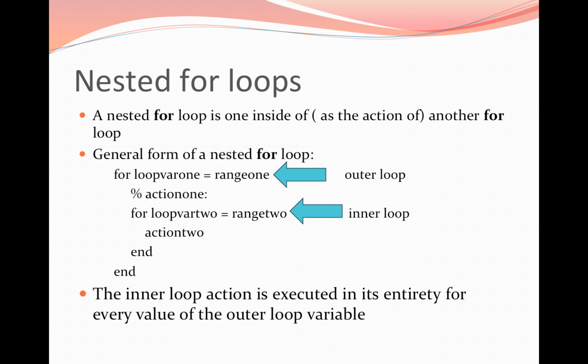The general form of a nested for loop looks like this. We start with the reserved word for, and then we have our first loop variable 1 gets the value of its range, range 1, and then for the action of the outer loop, action 1, we have another for loop. That starts with the reserved word for, and then the second loop variable 2 gets the value of its range, range 2, and then its action. What happens is that for every value of the outer loop variable 1, we execute the inner loop in its entirety.